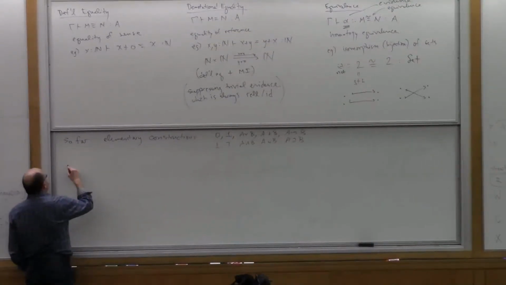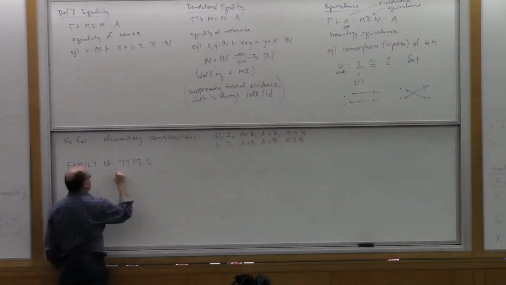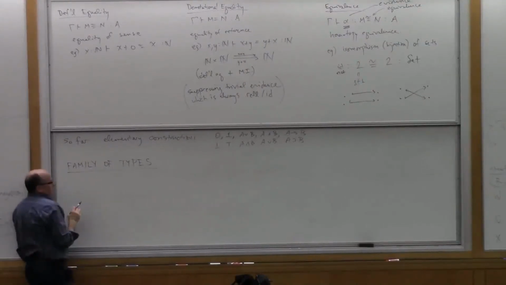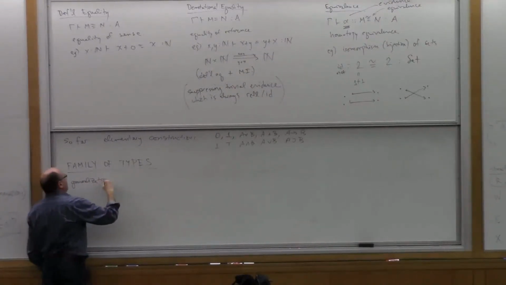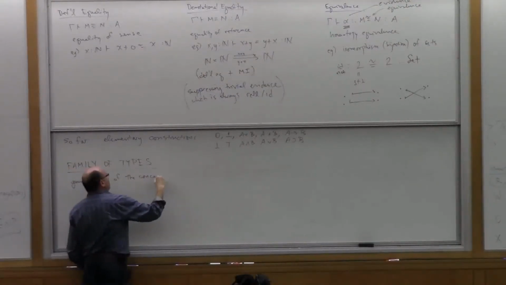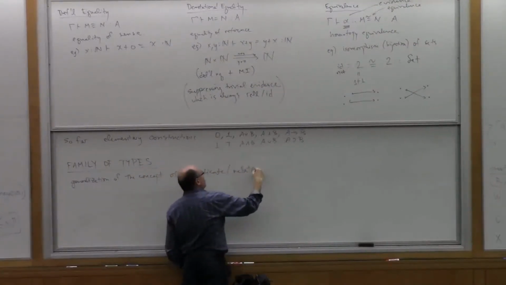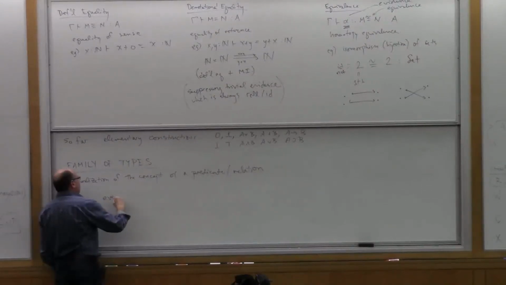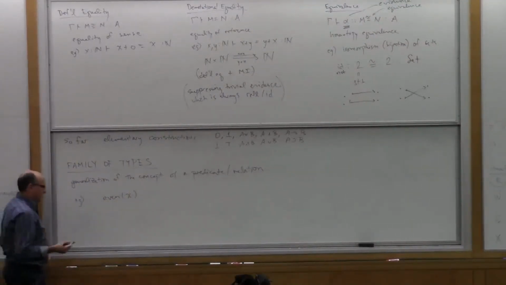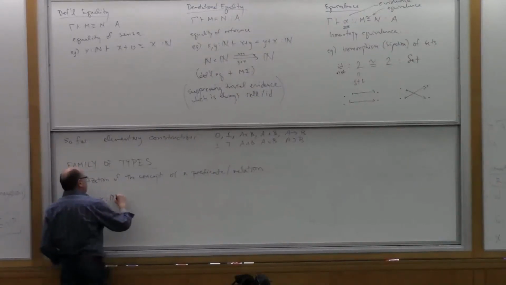And the thing that I want to talk about here is the notion of a family of types. Okay, this is critical. You can think of it as a generalization of the concept of a predicate or a relation as it comes up. So, for example, if we look at the elementary property of a number x being even, and let's assume we have the natural numbers around.